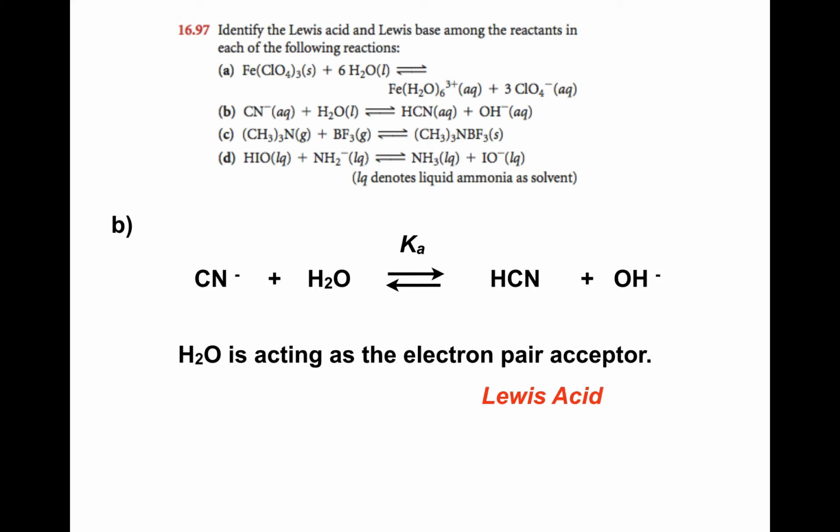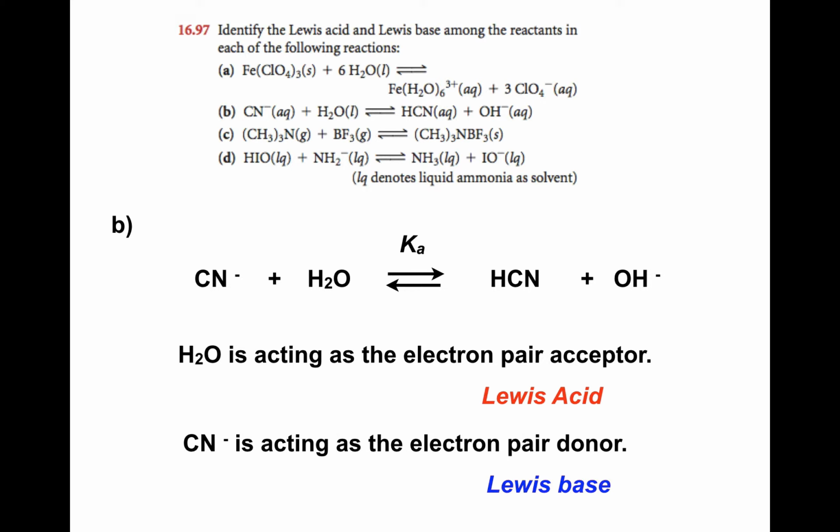All right, so the cyanide ion is donating an electron pair to form a bond with the hydrogen. So it's technically acting as the Lewis base, and the water is technically acting as the electron pair acceptor. It's really the H plus ion. So water, there it is, right? This electron pair gets donated to form a bond with the H. The electron pair gets let go between the hydrogen and the water to form hydroxide and cyanide ion.